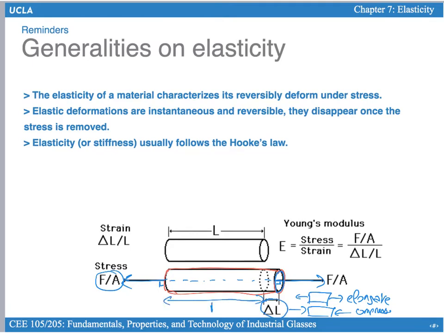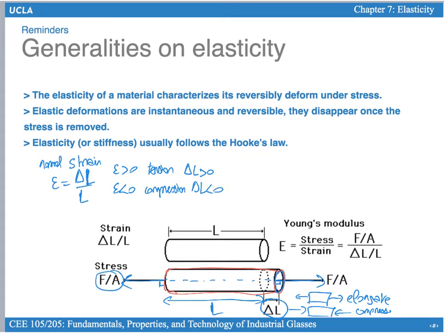And if L was the initial length of the material, then you can define the longitudinal strain, or the normal strain, which is epsilon, and it's defined as the elongation divided by the initial length. By convention, a positive normal strain means tension, which means that you will have an elongation. A negative strain means compression, which means that you will have a shrinkage of the material. The dimension of the material will decrease. So in tension, the length is increasing, delta L is positive. In the case of compression, the length is decreasing, so delta L is negative.